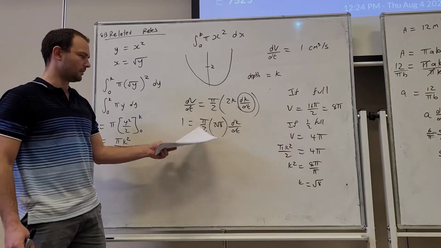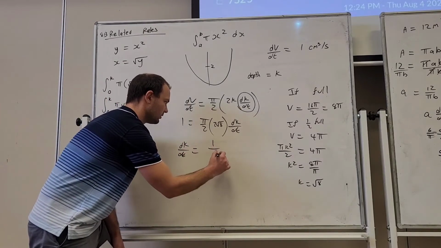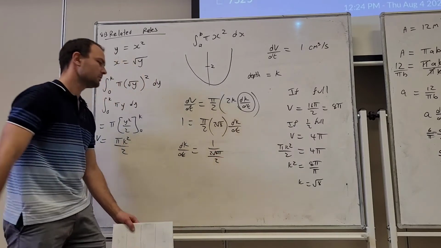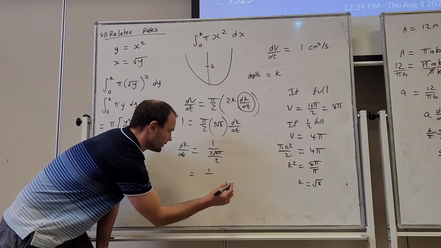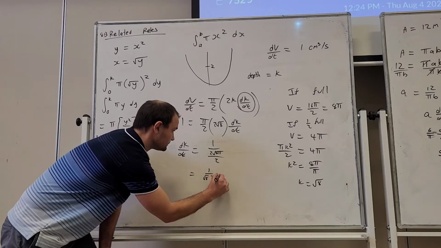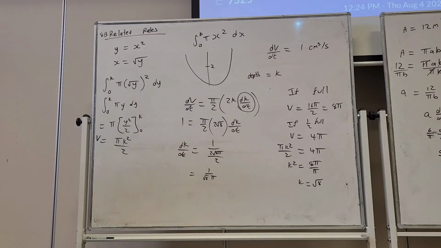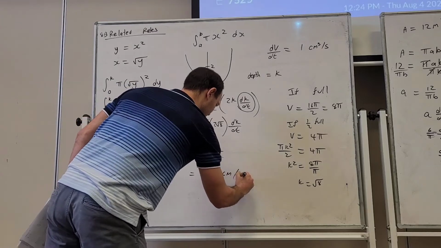So we just divide both sides by that. We're going to have dk on dt is equal to 1 on 2 root 8 pi on top of 2. And what's it simplify to? 1 on top of root 8 pi. Okay, we need a unit. Depth is in centimetres, time is in seconds.